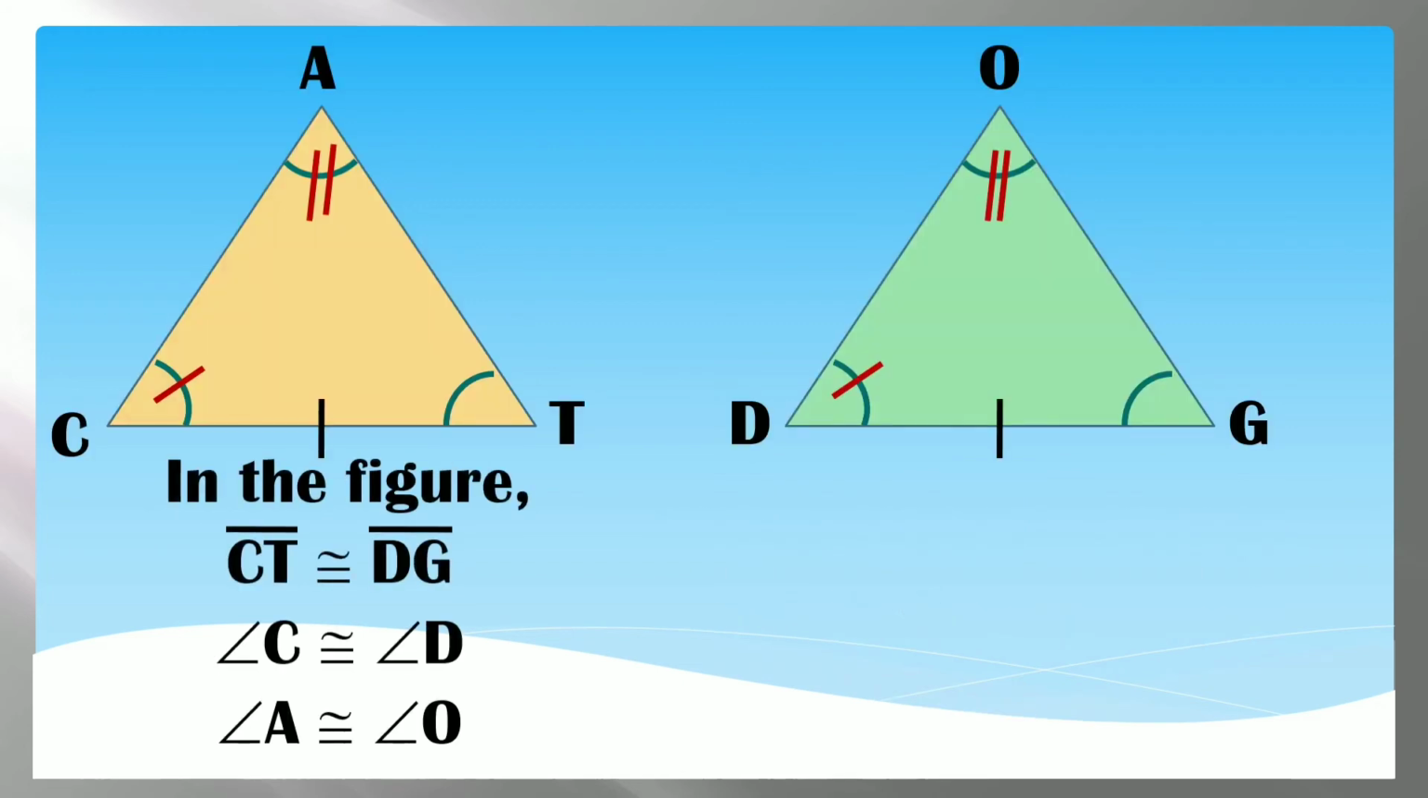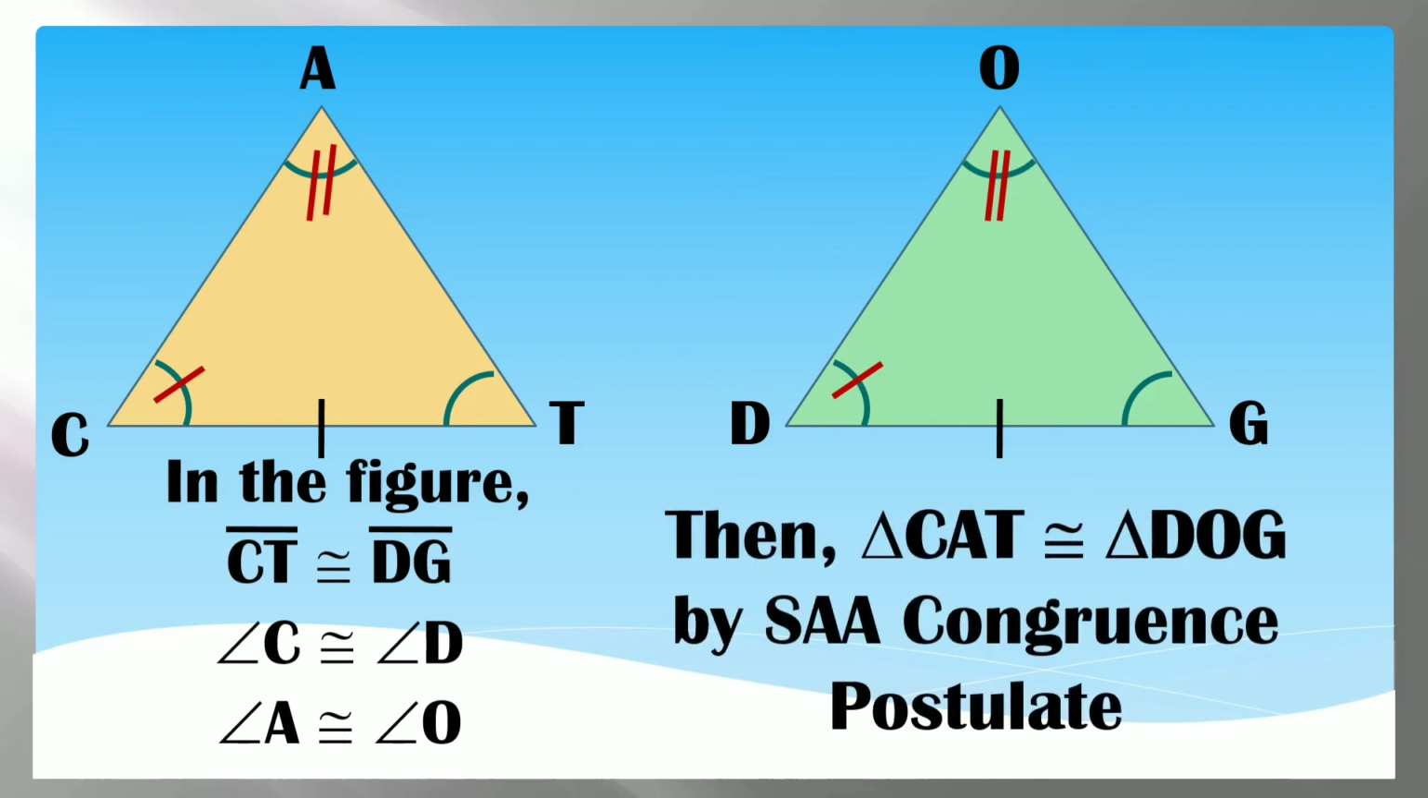Okay, so let's have triangle CAT and triangle DOG. So, in the figure, segment CT is congruent to segment DG, angle C is congruent to angle D, angle A is congruent to angle O. So, by using SAA, kung napapansin niyo, yung isang side natin ay nilagay natin dito sa CT, tsaka sa DG. Kanina, nandito sa AT, tsaka sa OG. Yan. So, pwede rin ang ganyang sagot. Basta dapat, yung side ay nasa labas ng dalawang angles. Pag sa congruence postulate.